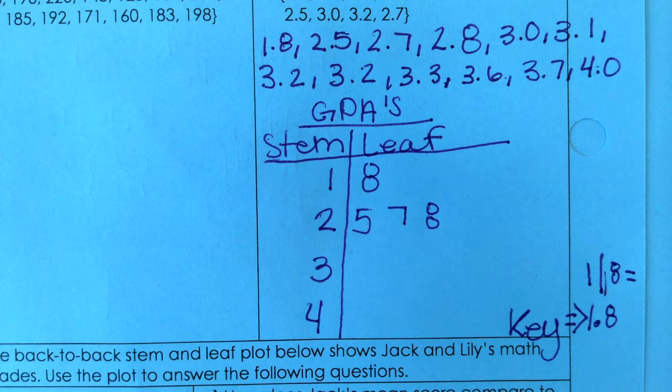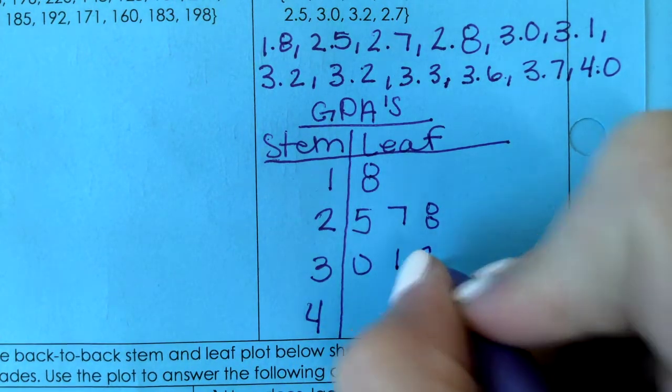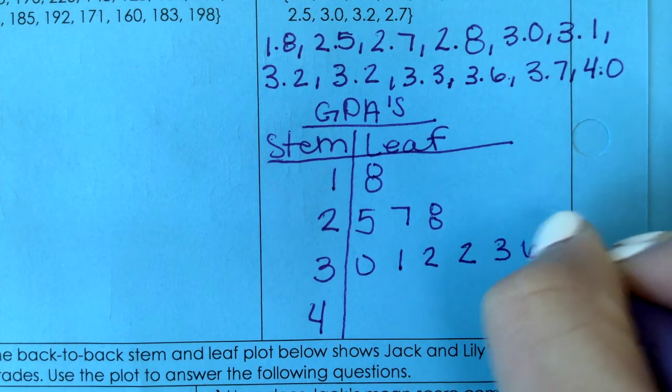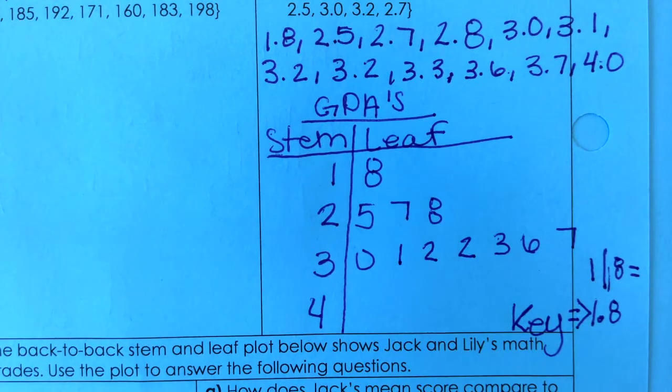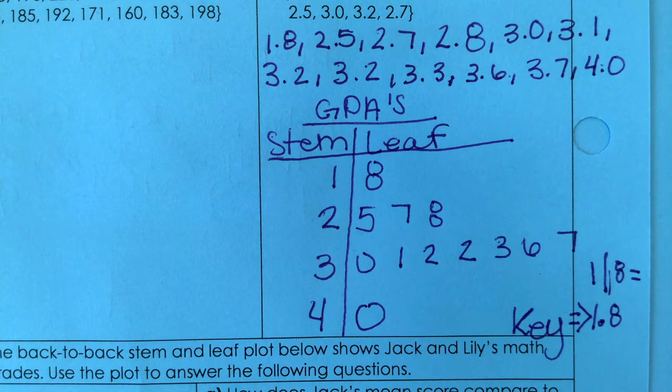What about my 3s? 0, 1, 2, 2, 3, 6, 7. I have 2 3.2s, that's why 2 is written twice. And then on my 4s, I would have 0. Does that help a bit? Yep. Any questions on stem and leaf plots?